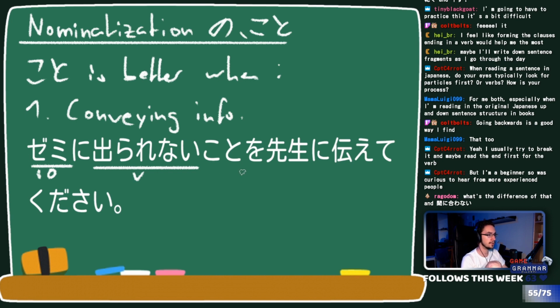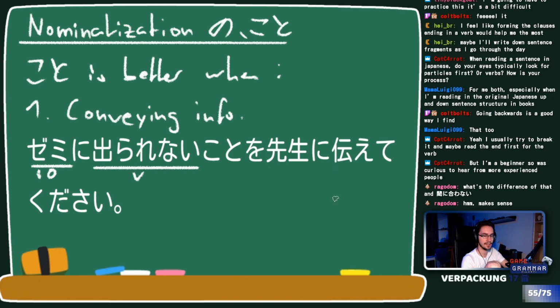Zemi ni derarenai koto o sensei ni tsutaete kudasai. So, tell sensei that I won't be able to make it to the seminar. Tsutaeru here, please tell, right? Tsutaete kudasai, we've talked about that in the past. Please tell the sensei, the teacher, something. What do we tell him? The overlying clause has its object here. Oh, well, actually, I should extend this all the way here. Tell him this. Tell him that I'm not going to be able to attend the seminar. That's what you're supposed to tell him, okay?